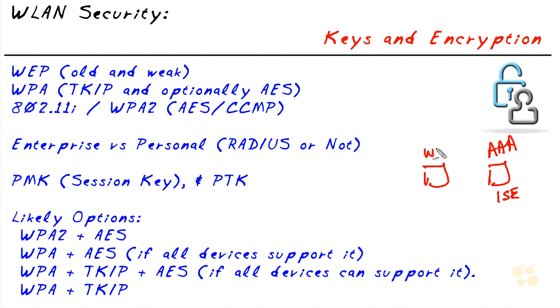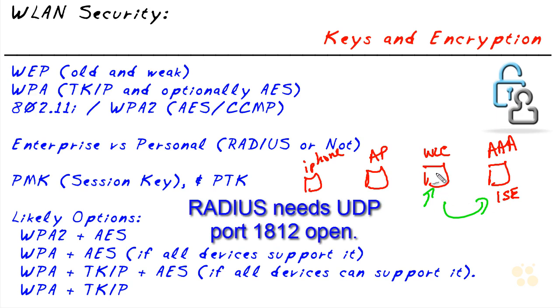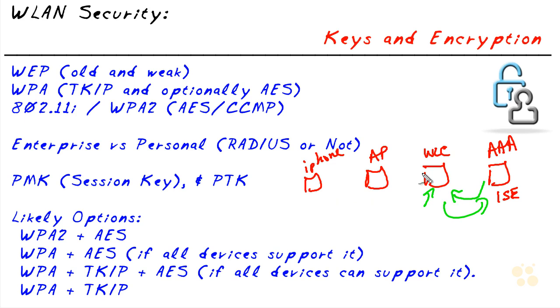ISE is running as a virtual machine. The wireless LAN controller is also running as a virtual machine. The AP is a physical device because I needed the radio. And for our client, we'll use the iPhone. To make this work, we need to do a couple of things at the controller. We need to tell the controller about this RADIUS server, so we'll use the RADIUS protocol between the controller and the AAA server. And we also need to tell the AAA server about this wireless LAN controller, that they should be talking to each other.